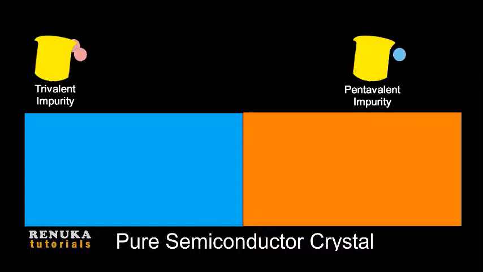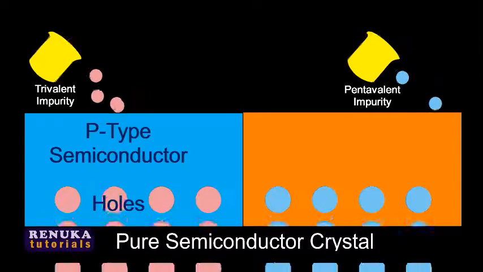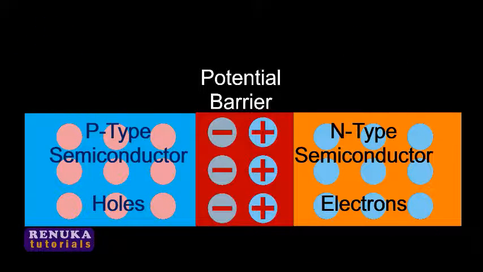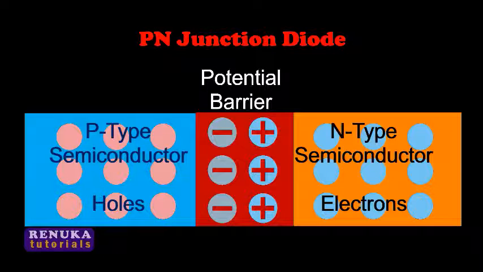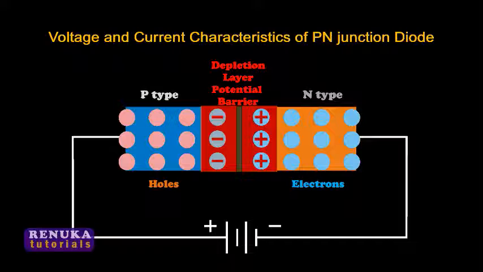So in the last period, we have discussed the formation of P-type semiconductor and formation of N-type semiconductor. Then we have also seen the construction of PN junction diode. Now in this topic, we are going to explain what the VI characteristics of PN junction diode are.